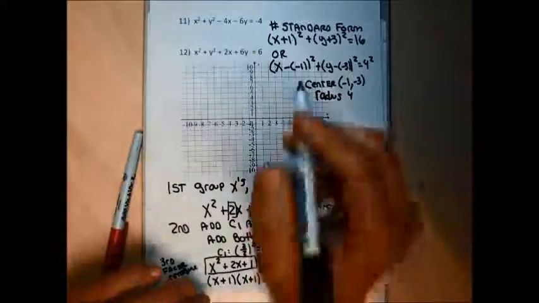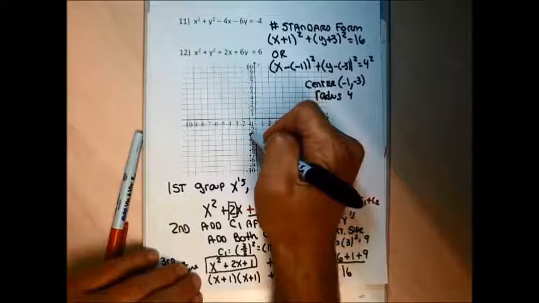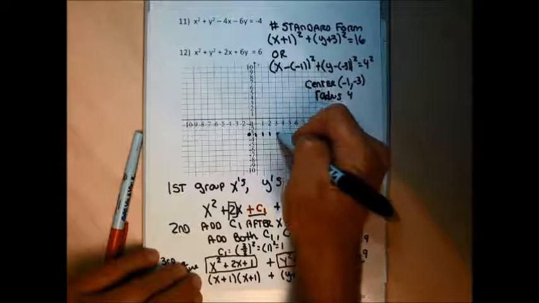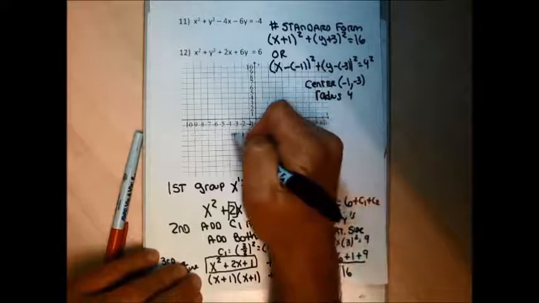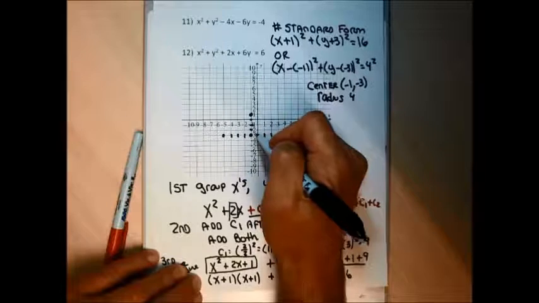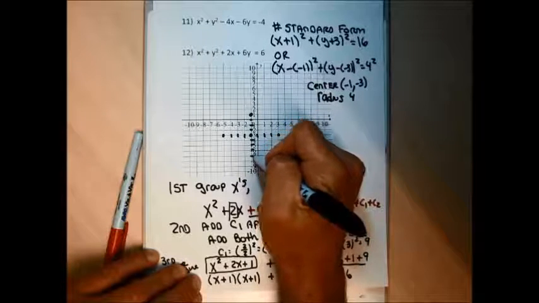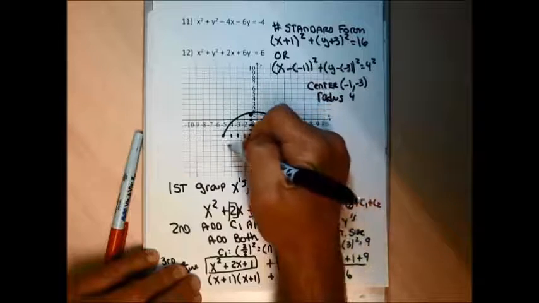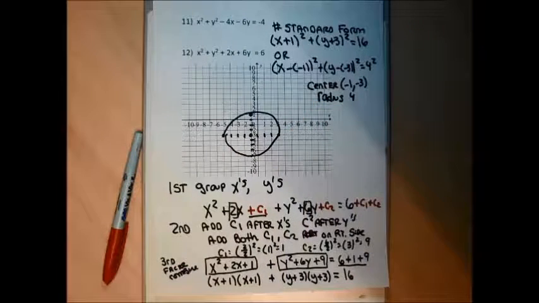So now I'm going to graph it because that's the second part of this. I plot the point negative 1, negative 3, and I go right 1, 2, 3, 4, left 1, 2, 3, 4, up 1, 2, 3, 4, and down 1, 2, 3, 4. Draw something that's circle-ish. You're never ever going to see a real circle. I should probably just bring out a compass or something, but I just never do.